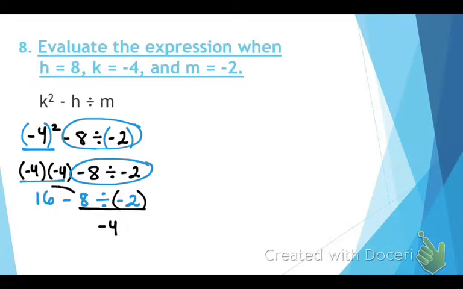-4. What do I need to do with this part right here? Drop it down. Bring down your 16 and your minus. What's happening there now? Okay, that's a double negative, so we have to turn that into a positive. What is 16 plus 4? 20.